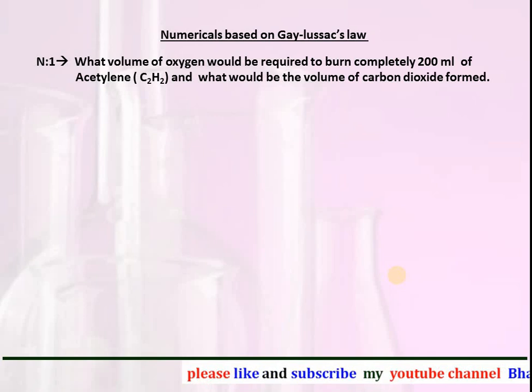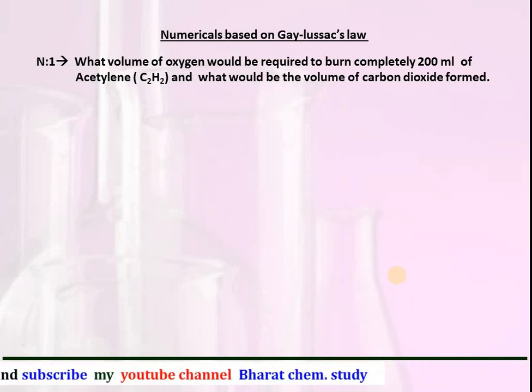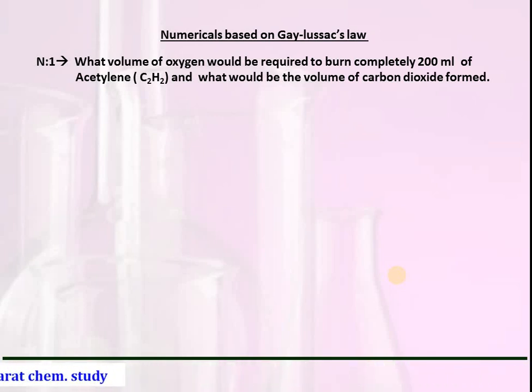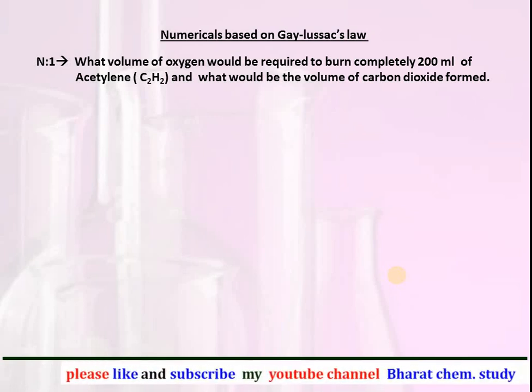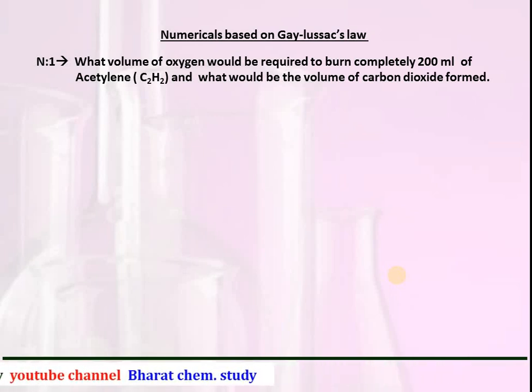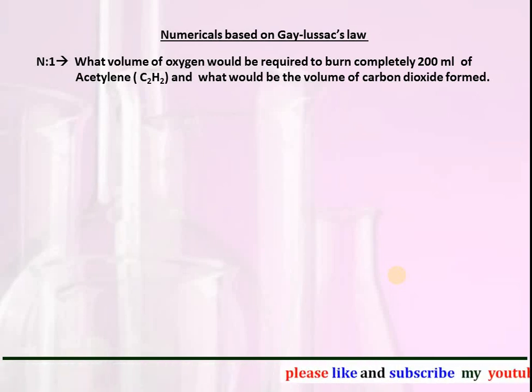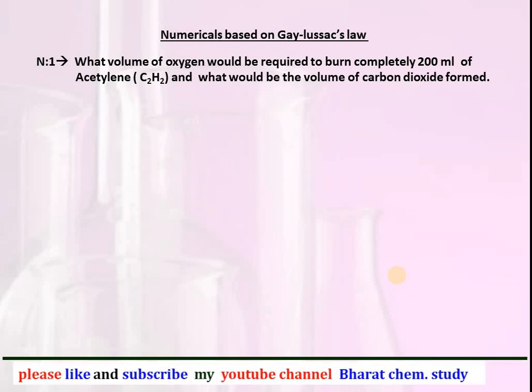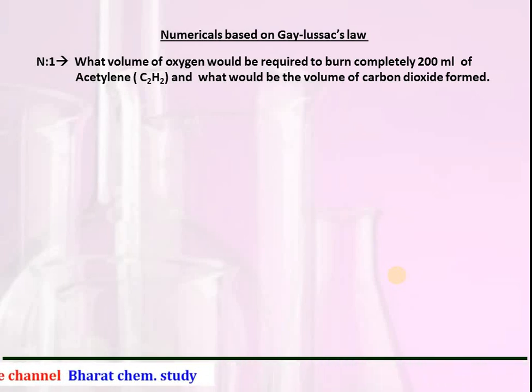A numerical based on Gay-Lussac's law, that also we have studied in standard 10, but let's recapitulate it. Numerical 1. What volume of oxygen would be required to burn completely 200 ml of acetylene, that is C2H2, and what would be the volume of the carbon dioxide formed? Always remember, Gay-Lussac's law for combining volumes is applicable for gases only.